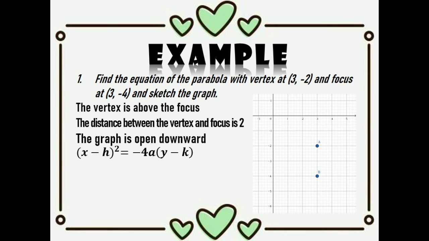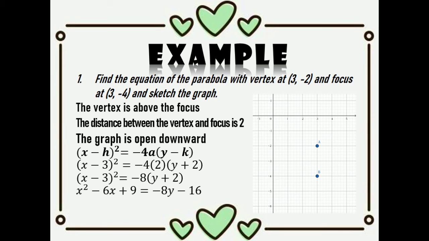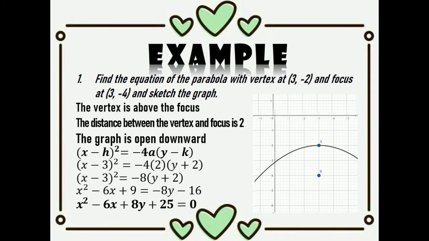Let's use the equation (x minus h) squared equals negative 4a times (y minus k), since the graph opens downward. Next, substitute the values of h, a, and k in the equation and solve the rest. So the equation of the parabola is x squared minus 6x plus 8y plus 25 equals 0. And if we graph this equation, we have this graph.